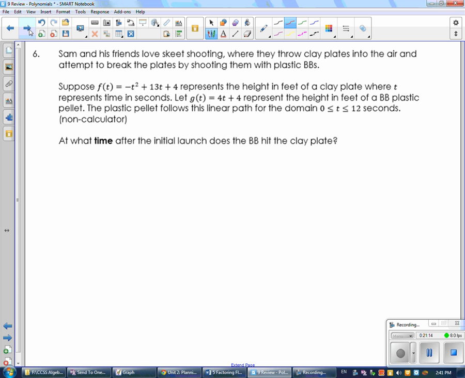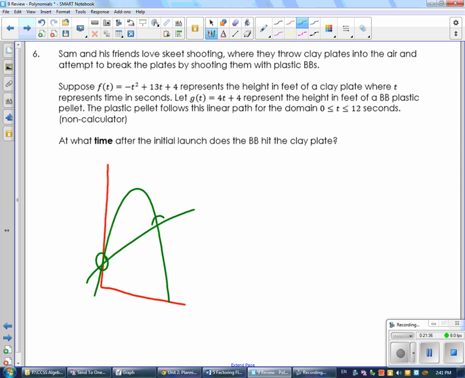And if you think about it, the BB is going to be following the path of a quadratic because it's got the t squared and it's negative, so it's going to be going down. I know that my bullet or my pellet has the shape of a line, 4t plus 4. So it's going to look like this. And so I'm going to expect my graphs to intersect in 2 places.